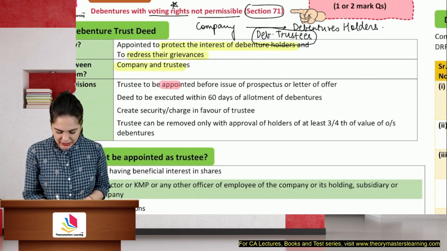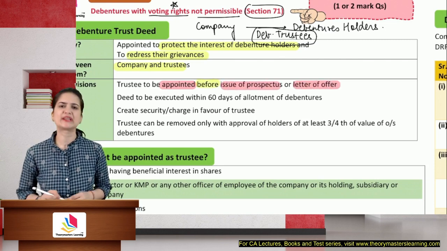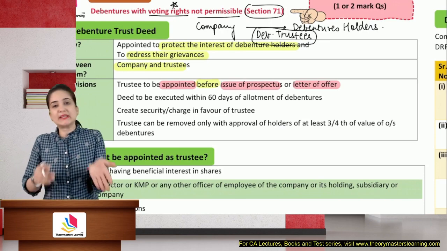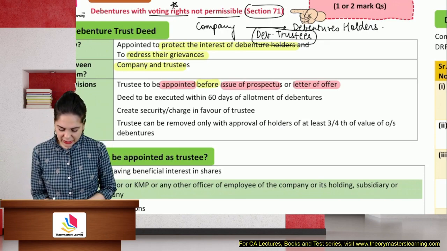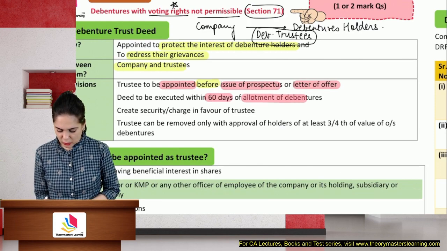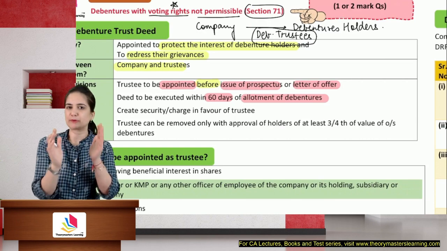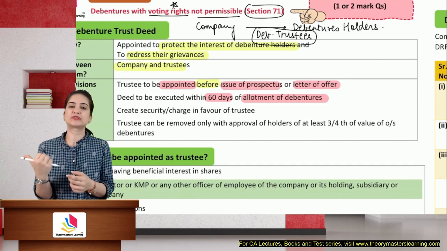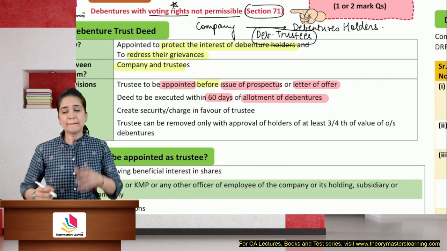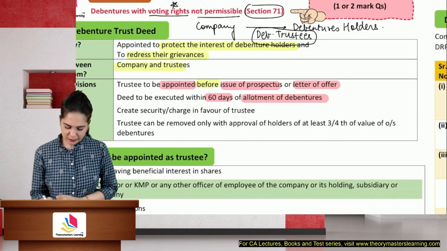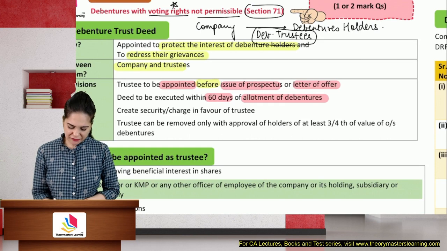He will be appointed even before the issue of prospectus or letter of offer, in case you are going for private placement. So the trustees will be appointed, but the agreement will be executed within 60 days of allotment of debentures. So you have decided upon your trustee. His name will also be mentioned in the prospectus or the letter of offer, that this is the person whom we are appointing as a trustee. But the agreement will be made after the debentures are allotted, within 60 days of allotment. We will create a charge in favor of the trustee.